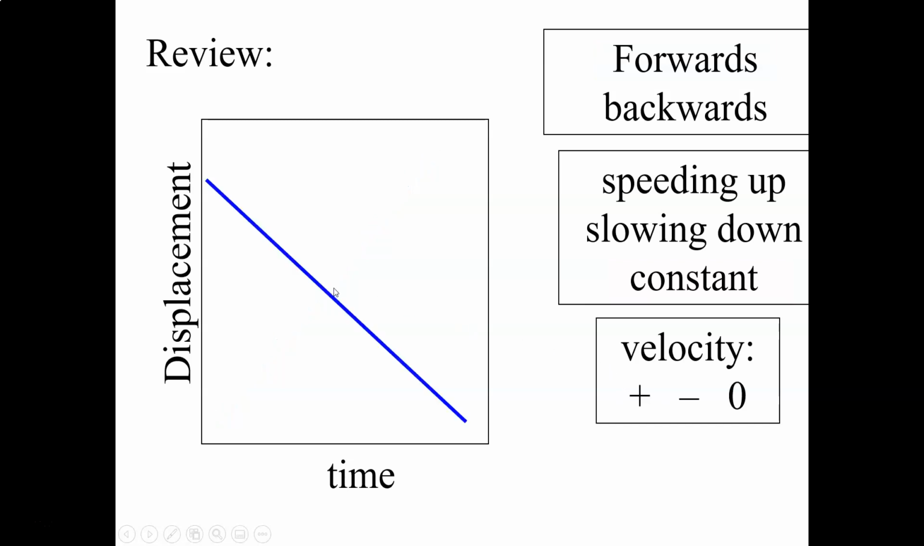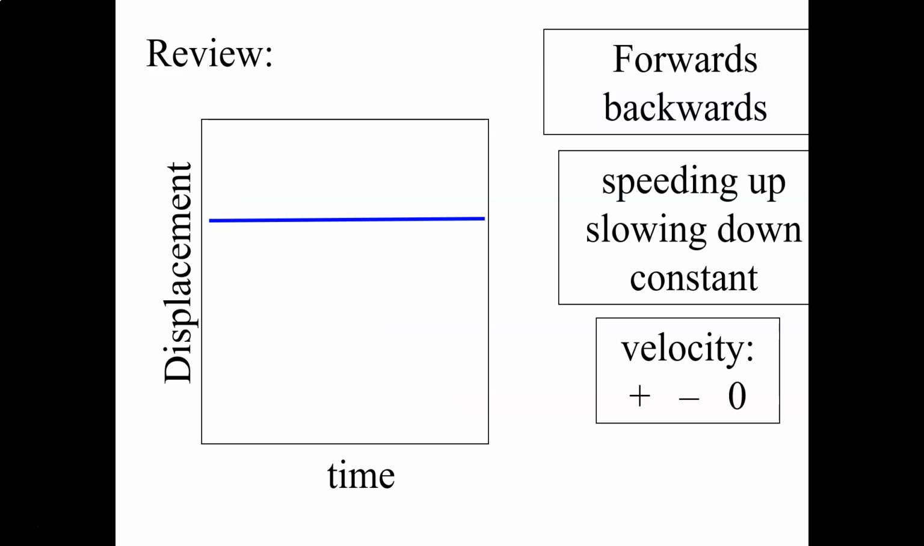Okay, so here we've got a line now, it's pointed down. Okay, the fact that the line is pointed down tells us that it's moving backwards. Okay. The fact that it's straight tells us that it's moving at a constant speed. And the fact that the line is pointed down, its slope would be negative. It tells us that the velocity is negative.